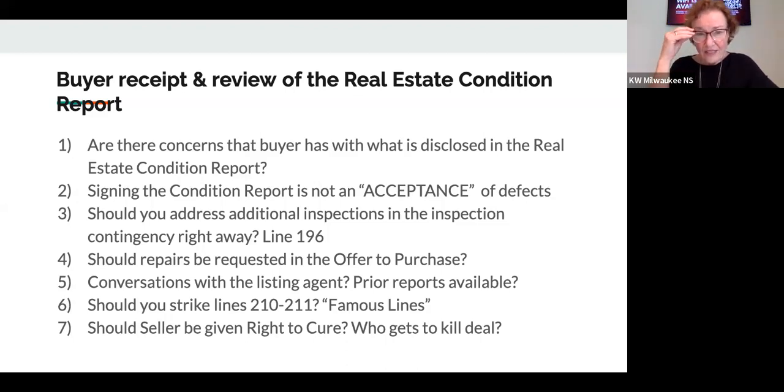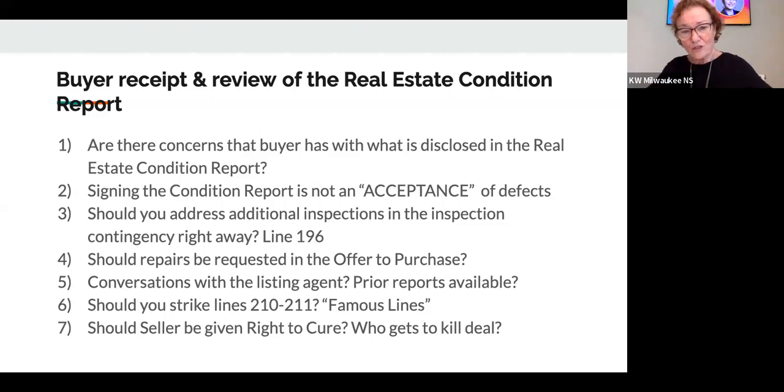Should you have conversations with the listing agent about prior reports available? Sometimes the pre-inspection report is critical, and most listing agents will advertise the fact that they have a pre-listing inspection. Yes, have conversations with the listing agent. You want to know as much as possible, not assume.